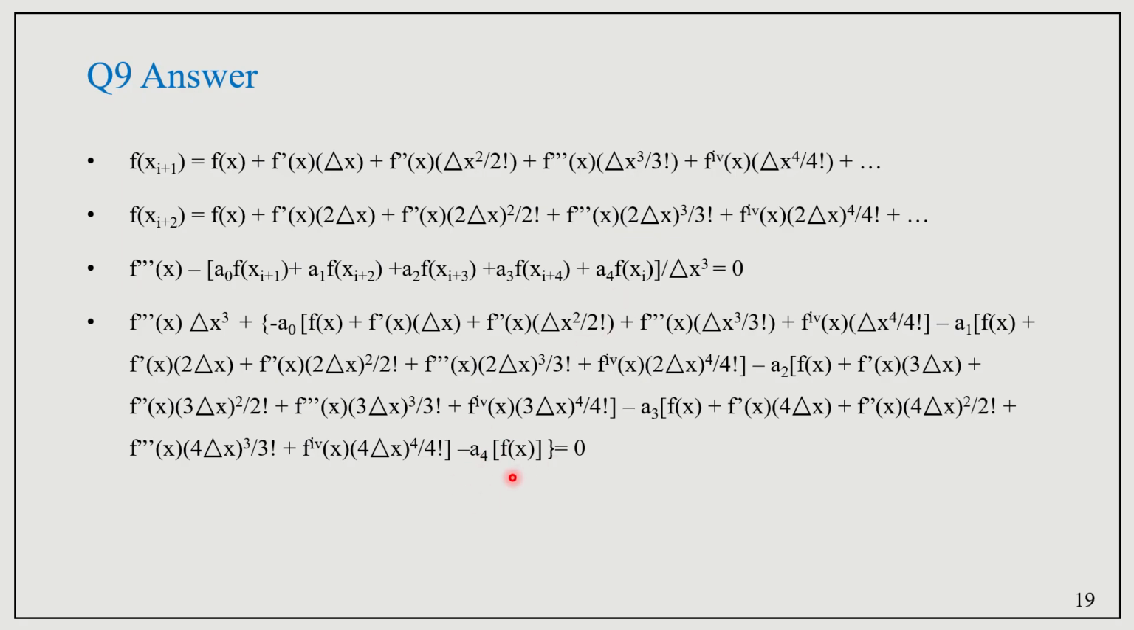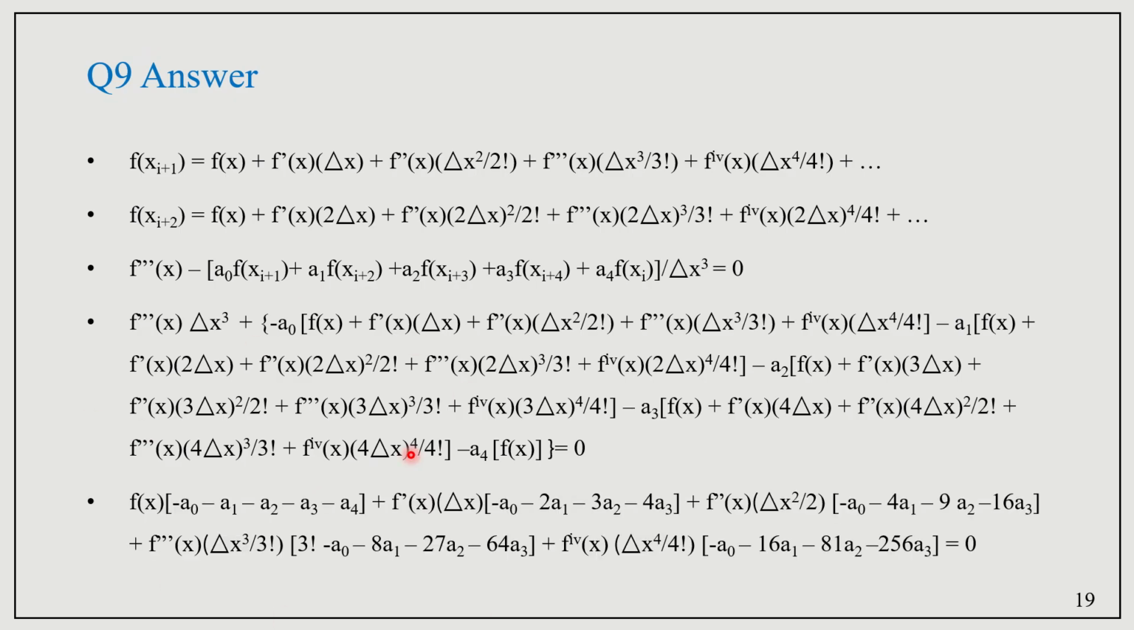So we are just substituting everything back in the equation, substituting the expansion terms in the equation. This is the equation which we will be getting. Now we are taking the coefficients common and writing it like this. For f of x, we get the coefficients minus a naught, minus a1, minus a2, minus a3, and minus a4.